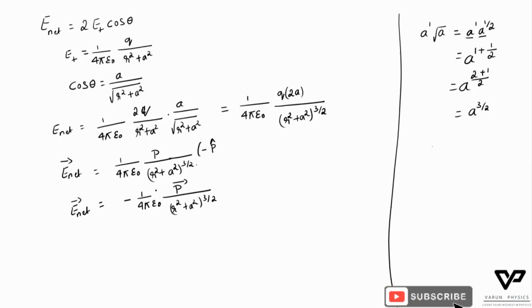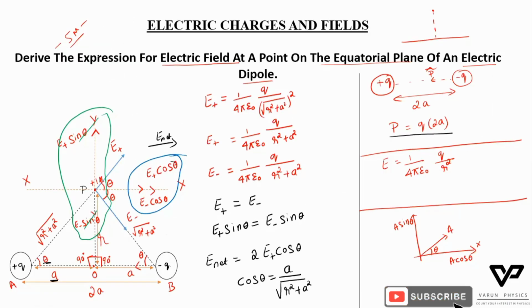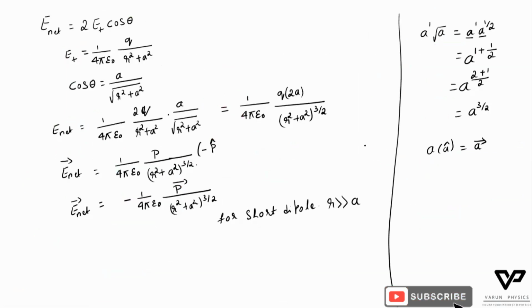Now we know that magnitude of A into A cap can be written as vector A. So for a short dipole, R is very, very much greater than A. What do you mean by that? We are measuring the electric field at a very far point, at a very high distance. So when we are measuring at a very large distance, I can neglect the A value, right? I can neglect the distance between the dipoles.